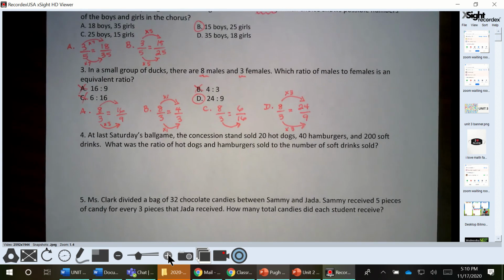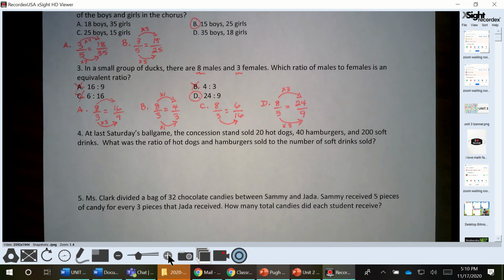All right, let's look at number 4. At last Saturday's ball game, the concession stand sold 20 hot dogs, 40 hamburgers, and 200 soft drinks. What was the ratio of hot dogs and hamburgers sold to the number of soft drinks sold? Okay, so this one is kind of tricky, but you can grasp this really easily. You just got to take it a little slow.